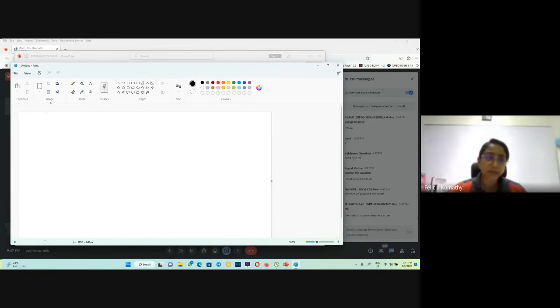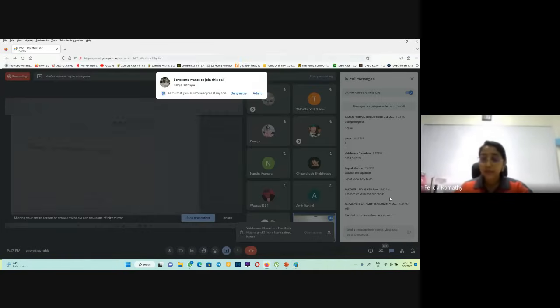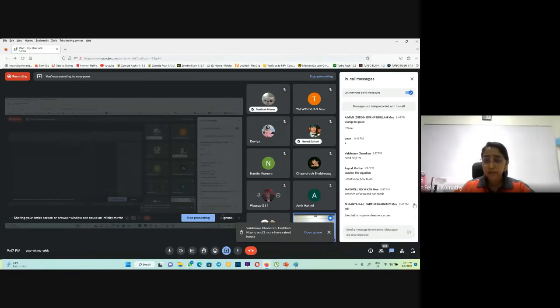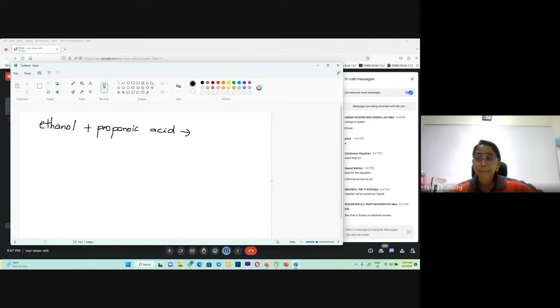So now let's see. I give you one example. Ethanol reacts with propanoic acid. This is the reaction, and you are required to write the name of the ester. So can anyone tell me, or please post in the chat, what's the name of the ester? I would like to see the name of esters. Students, are you writing the name?